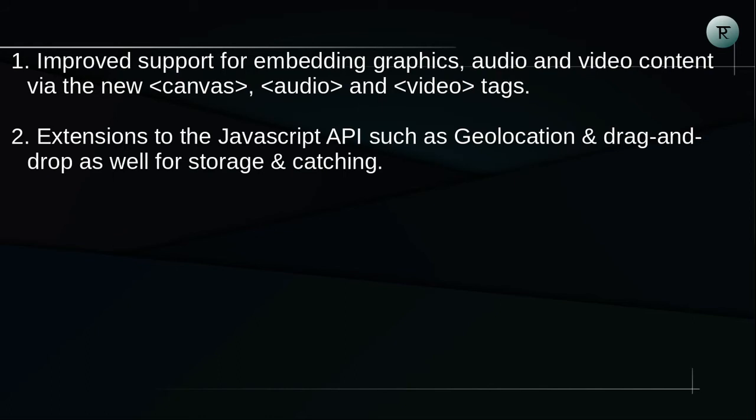Extensions to the JavaScript API such as geolocation and drag and drop, as well as storage and caching. Geolocation, you very well know it. We use it in Google Maps, in Uber and Ola. This is how we are able to track vehicles, people or mobile phones. That is why this field is the latest field in the IT market. So geolocation is a very important feature nowadays and it was introduced in HTML5. Introduction of web workers.